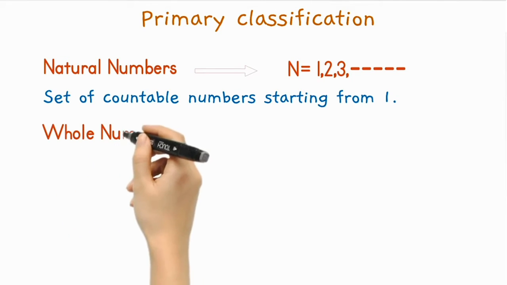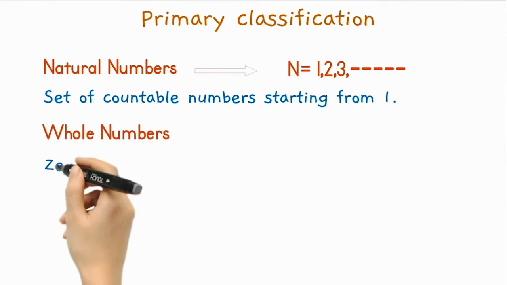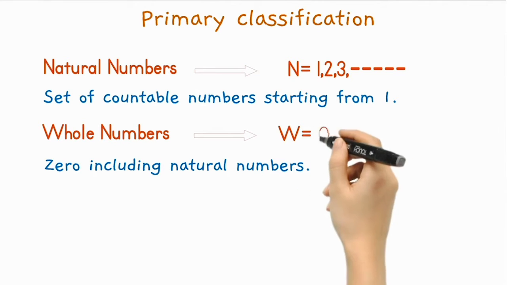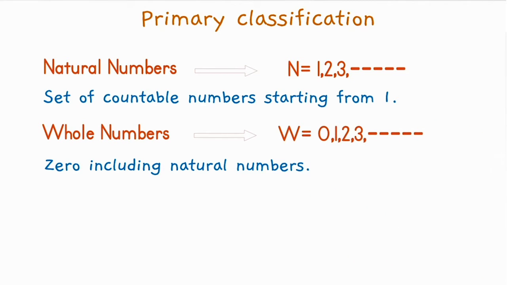Next, whole numbers. If a 0 is included in the set of natural numbers, that set gives whole numbers W. The set of whole numbers is 0, 1, 2, 3, 4, so on up to infinity.